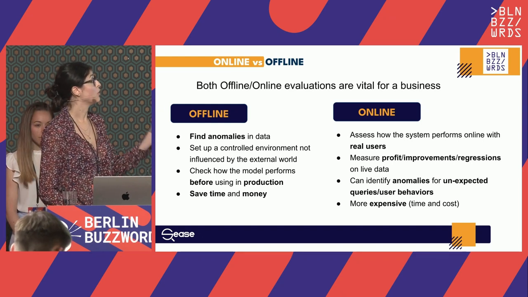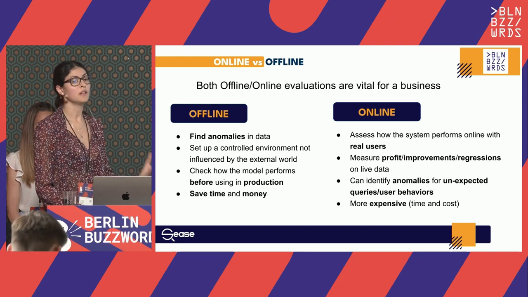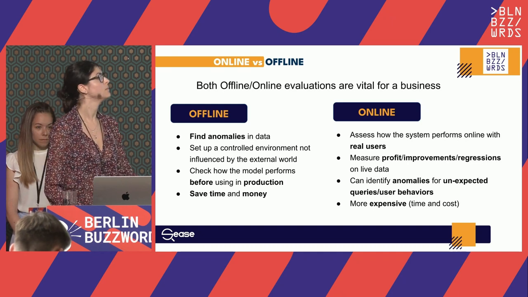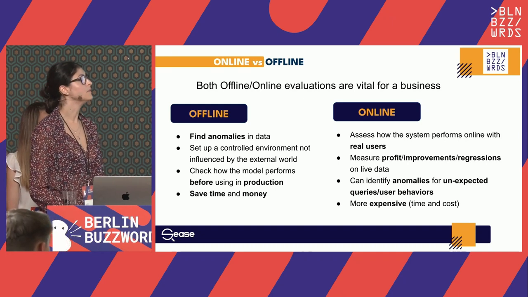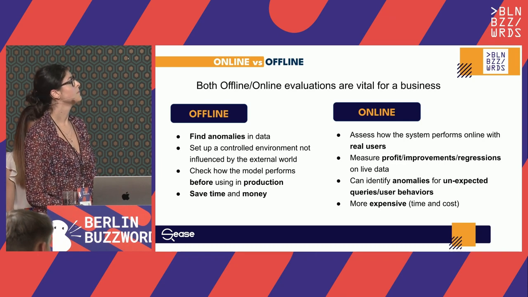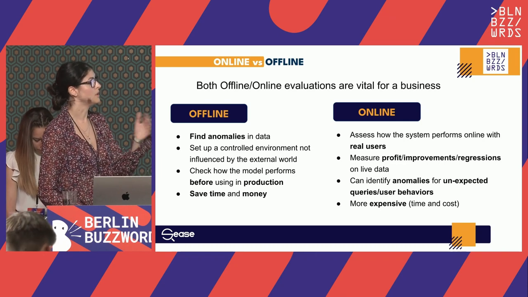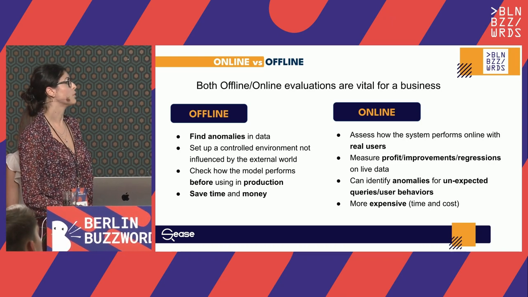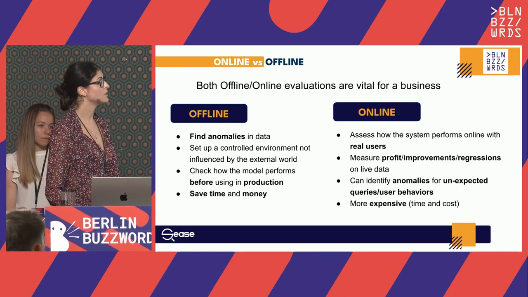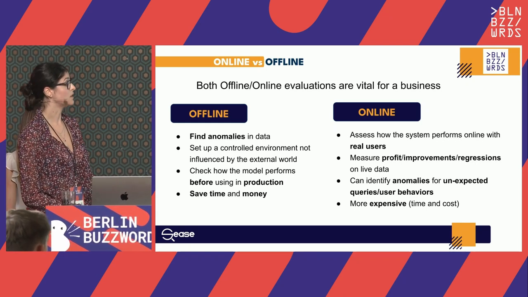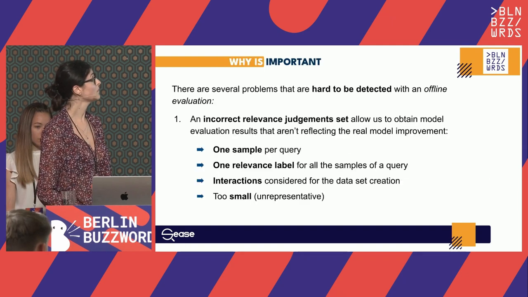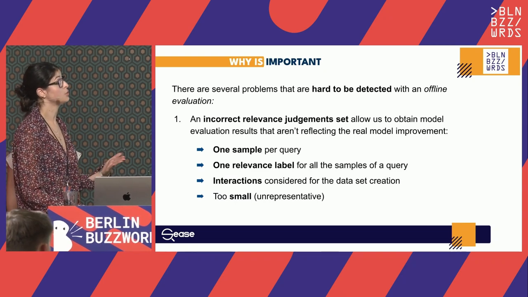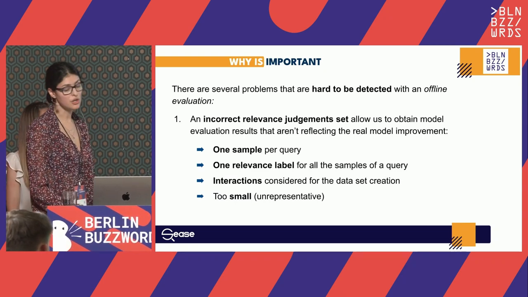You can rely on offline evaluation, but the final word on the success or failure of a release version is then decided online, where you can measure live the vital metrics for your business. So you can actually measure improvement and regression with real users. You can identify anomalies for unexpected queries and unexpected user behaviors. Of course, it is more expensive in terms of time and cost. But why is it important? Because there are several problems that cannot be detected with an offline evaluation.